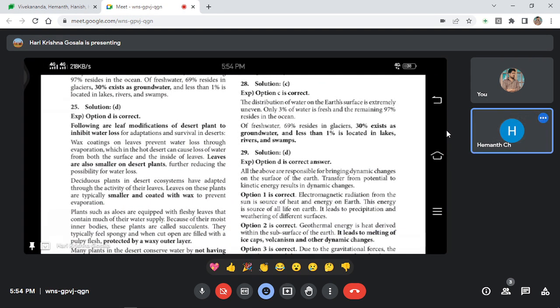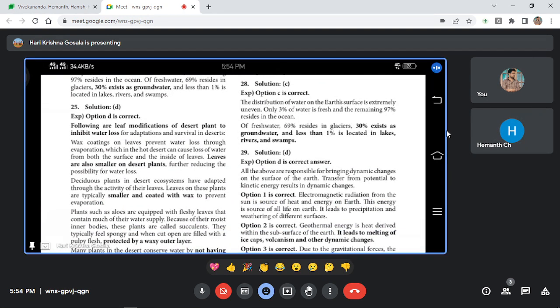Following are leaf modifications of desert plants to inhibit water loss for adaptation and survival in deserts. A wax coating on leaves prevents water loss through evaporation, which in the hot desert can cause loss of water from the surface. Leaves are also smaller on desert plants, further reducing the possibility for water loss. Deciduous plants in desert ecosystems have adapted through the activity of their leaves. Leaves on these plants are typically smaller and coated with wax to prevent evaporation.